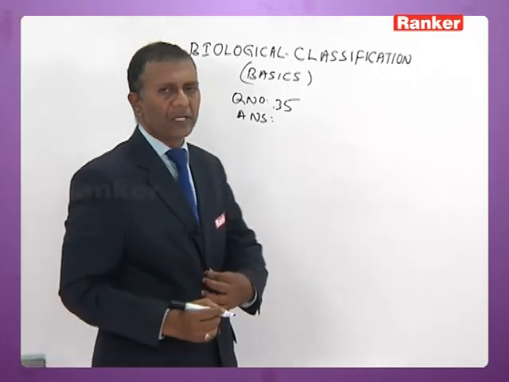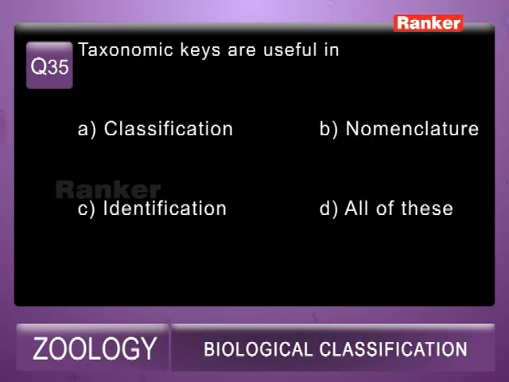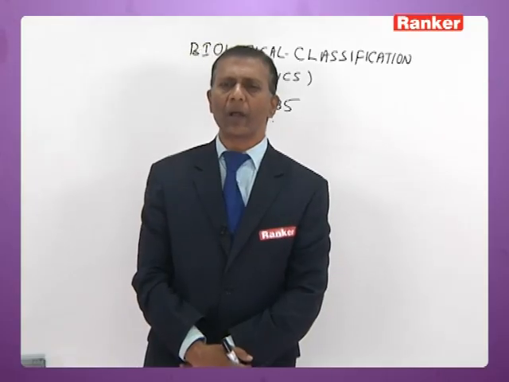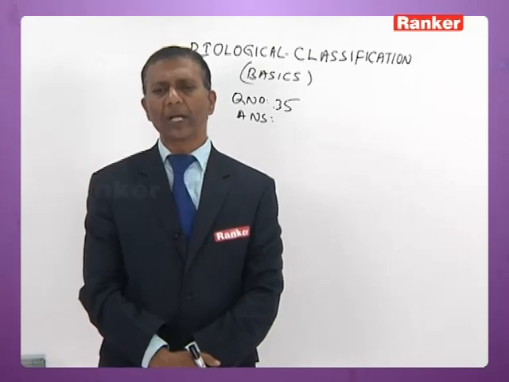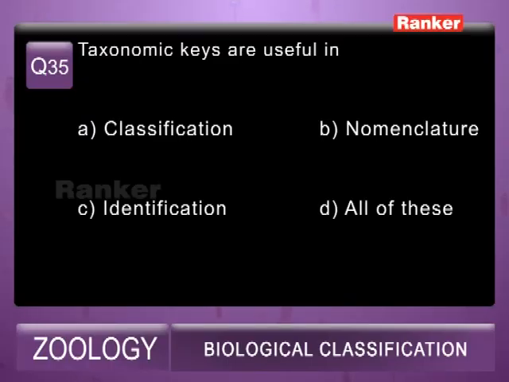Now 35th question here. Taxonomic keys are useful in A, classification, B, nomenclature, C, identification, D, all of these. So keys are useful in all of them: classification, nomenclature, identification. So 35th question, correct answer is D, all of these.